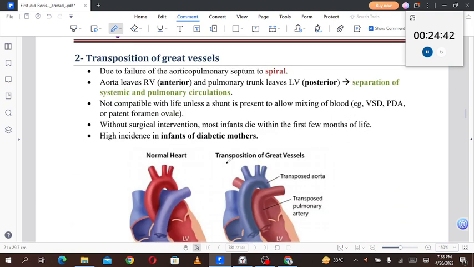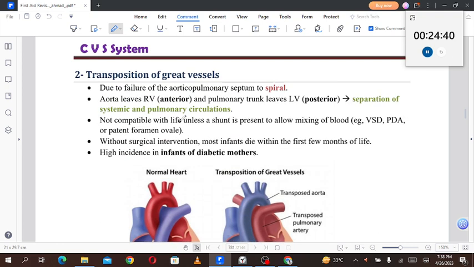CVS system, the transposition of great vessels. I was talking about this condition. Transposition of great vessels is due to the failure of the aorticopulmonary septum to spiral. The aorta leaves the right ventricle, which is anterior, and the pulmonary trunk leaves the left ventricle, which is posterior. Is it a normal position?